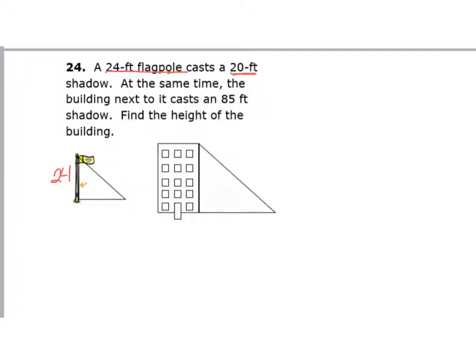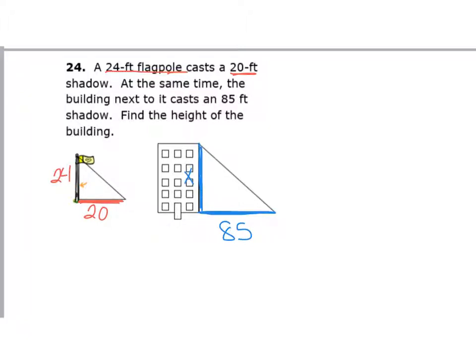Now, think about where your shadow is when you go outside. If you're just standing out in the middle of a field and you want to see your shadow, you look on the ground. Your shadow is right here on the ground. A lot of people try to put it on the hypotenuse, but your shadow is on the ground. It comes out of your feet, right? So my 20-foot shadow is here on the ground, okay? At the same time, that's important because the sun needs to be in the same position in the sky. So at the same time, the building next to it casts an 85-foot shadow. So again, shadows are on the ground. So 85 feet. I want to know how tall is this building.